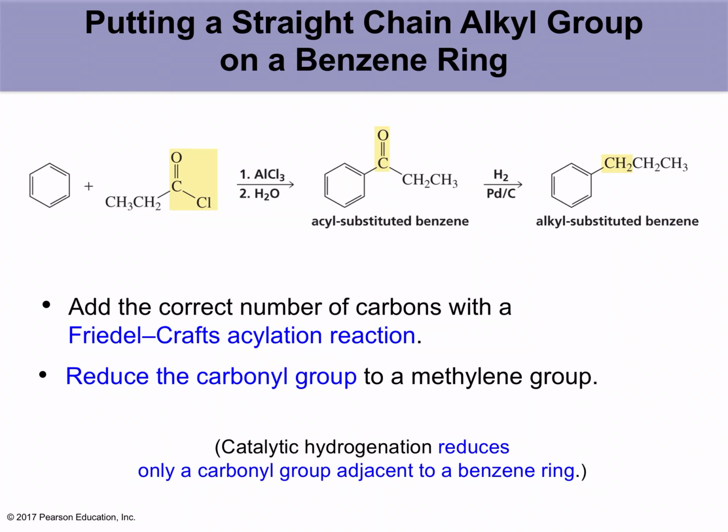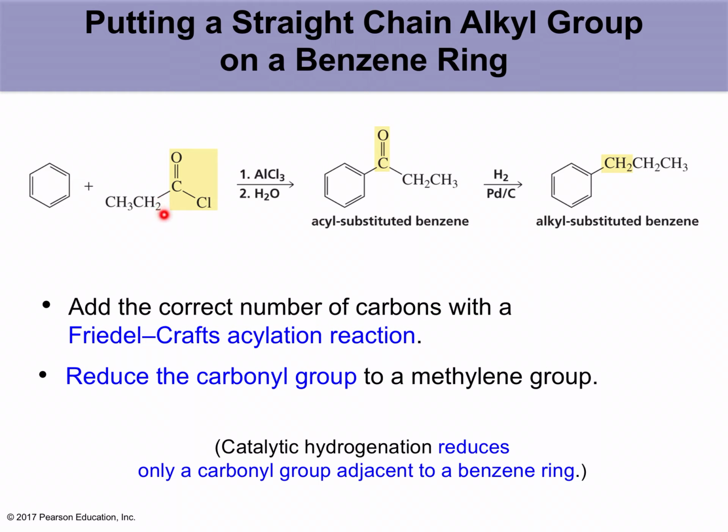Putting a straight chain alkyl group on a benzene ring. So we saw that we had a problem. If you want to put a straight chain, there is a possibility the carbocation can rearrange. But if you really want to put that, how are we going to achieve that? So that's what we're going to look at now. Now, let's say you want to put a 3 carbon chain, a propyl group.